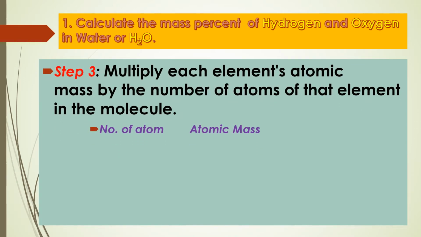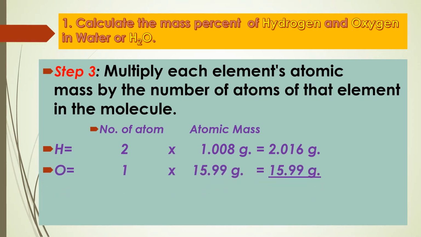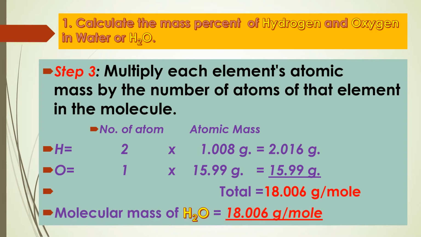Step 3. Multiply each element's atomic mass by the number of atoms of that element in the molecule. In H2O, hydrogen has 2 atoms times 1.008 grams equals 2.016 grams. Oxygen has 1 atom times 15.99 grams equals 15.99 grams. The total is 18.006 grams per mole, which is the molecular mass of water or H2O.